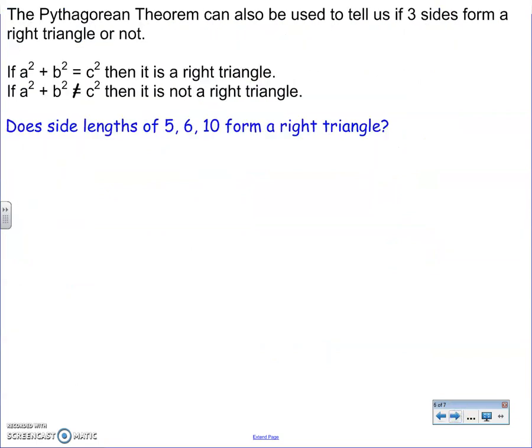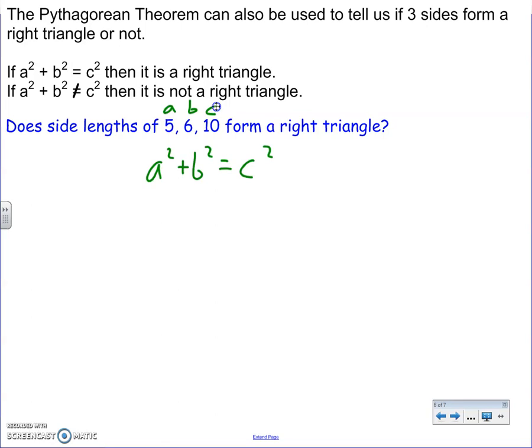The Pythagorean theorem can also be used to tell us if 3 sides form a right triangle or not. If the Pythagorean theorem is true, it's a right triangle. If it's not true, then obviously it's not a right triangle. So the question is, do side lengths 5, 6, and 10 form a right triangle? Well, let's check. C has to be the biggest number, and we'll call this A and this B. So we're trying to see, does A squared plus B squared equal C squared? If it is equal, then yes, it's a right triangle. If it doesn't equal, then nope, it's not.